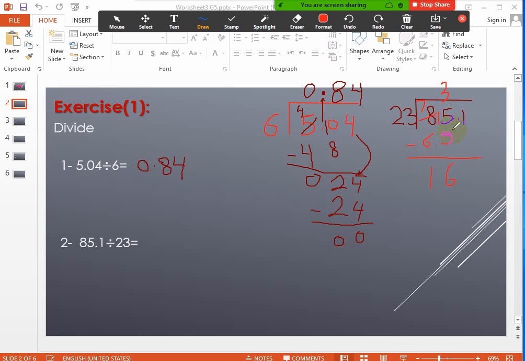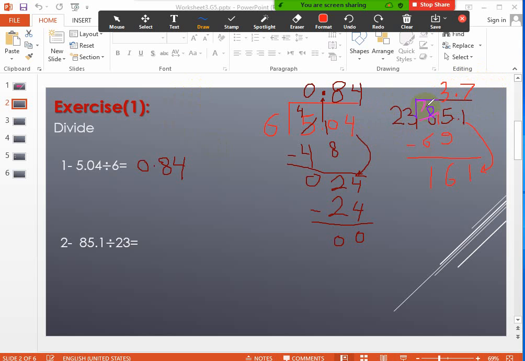Emma, open the mic. Now, what do I have to do with the decimal point? Very good. And what about the 1? I will take it where? Yes, 161 divided by 23. Which number, if you multiply it by 3, the ones will be 1? Look, if you multiply 7 by 3, the answer will be what? 21. So let's try 7.